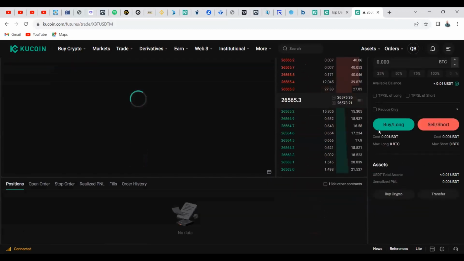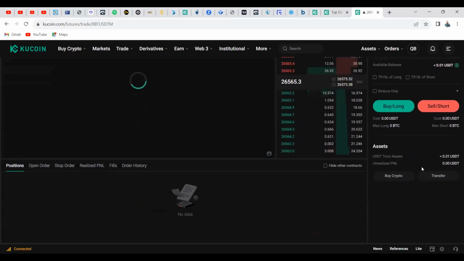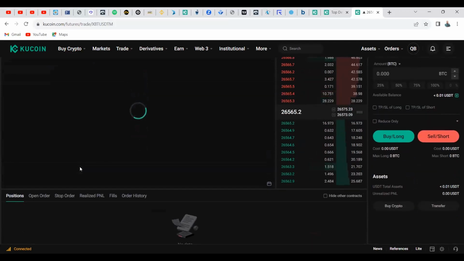And this is where you could also look at either buy, which is going long, and sell, which is going short. Okay, before I delve into this particular example, right here at the bottom you've got positions, open orders, stop orders, and realized P&L. P&L remains unrealized if you have not closed your trades, and it becomes realized after you have closed your trades. I think that is very important to mention.